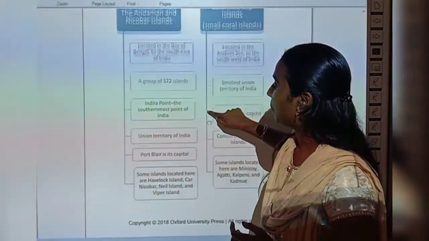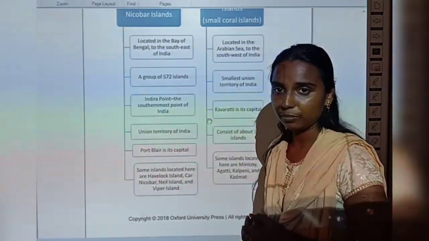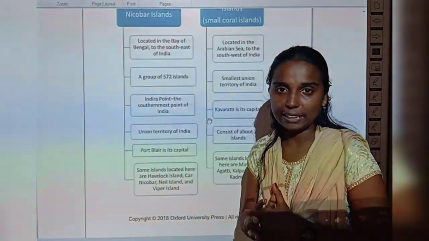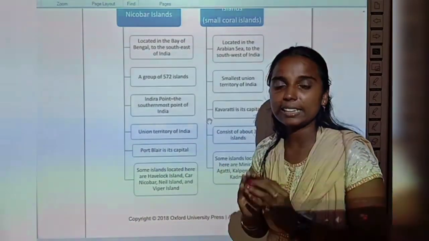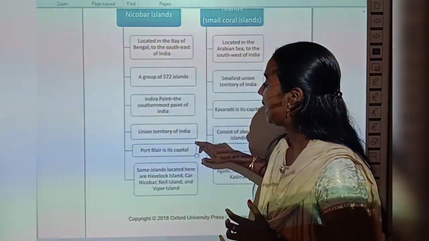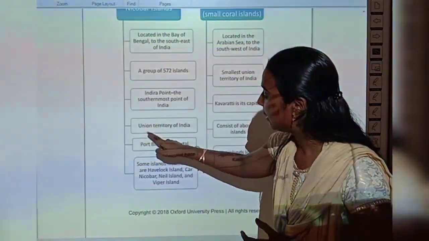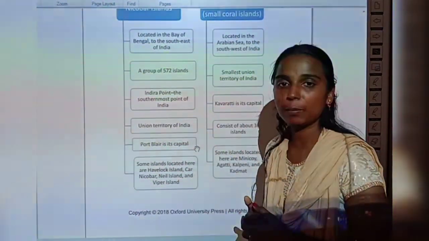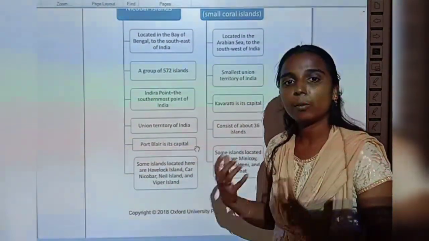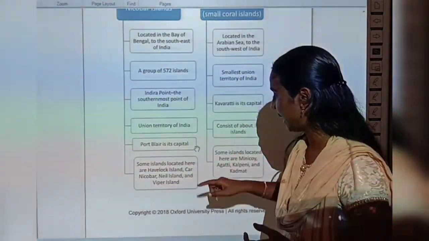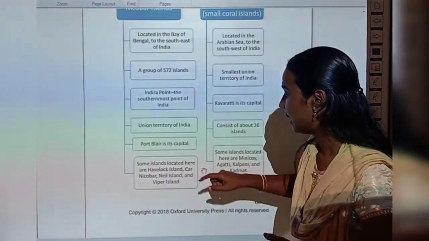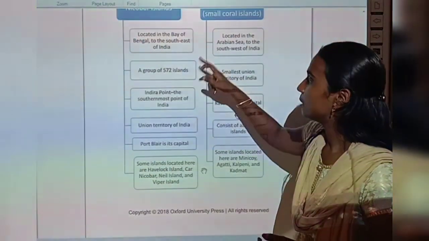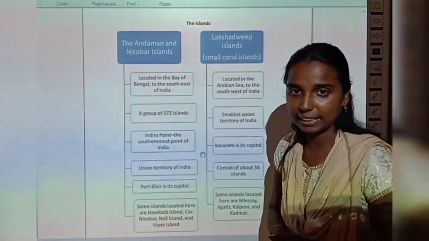And see, Indira Point is the southernmost point of India. Indira Point is a village located in the Andaman and Nicobar Islands, and that is the southernmost point of India. This is a union territory of India with Port Blair as its capital. So what is the capital of the Andaman and Nicobar Islands? Port Blair. And what are some other important islands we can see here? Havelock Island, Car Nicobar, Neil Island and Viper Island. So these are the things about the Andaman and Nicobar Islands.